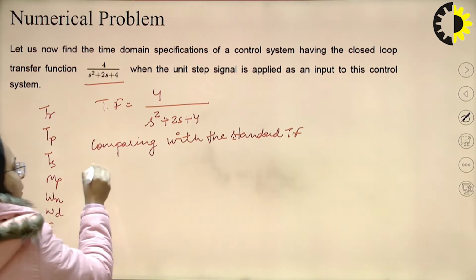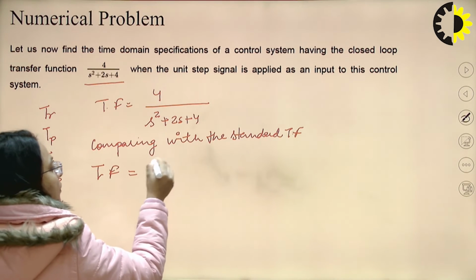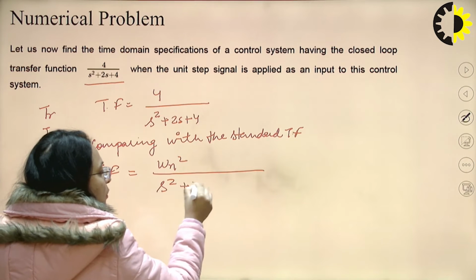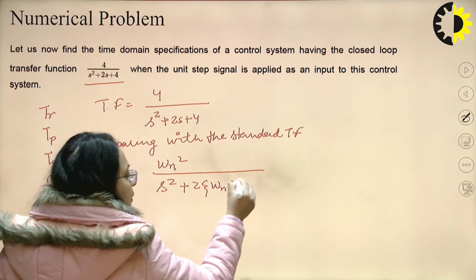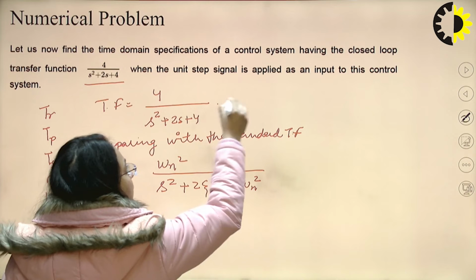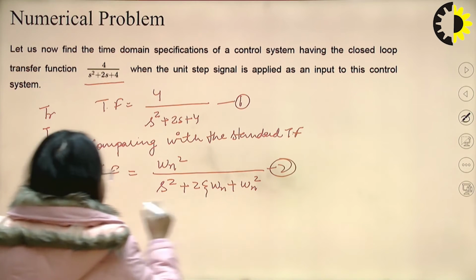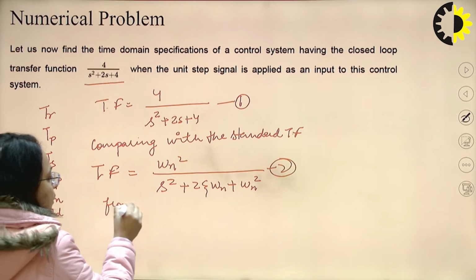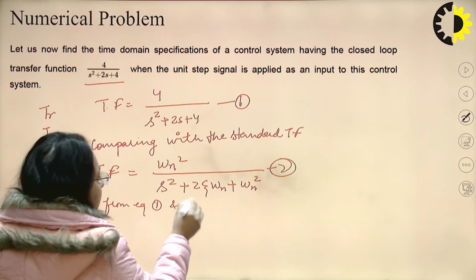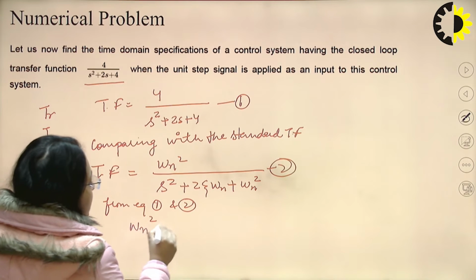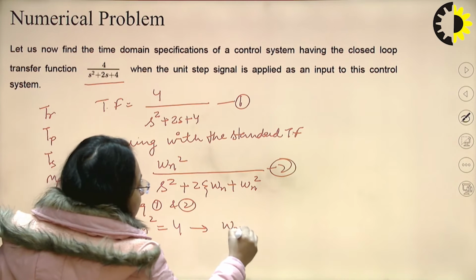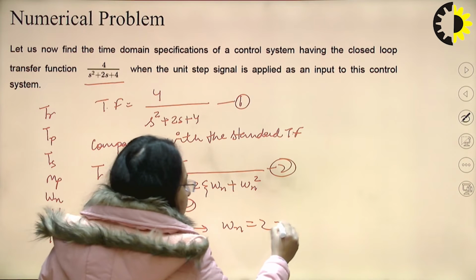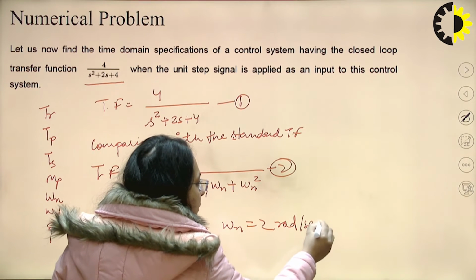Which is the standard transfer function: omega n square upon s square plus 2 zeta omega n s plus omega n square. So when comparing equation 1 and 2, we'll get the value of omega n square equals 4, which comes out to be omega n equals 2, as we will neglect the negative value of the natural frequency. So it is coming out to be 2 radians per second, okay?